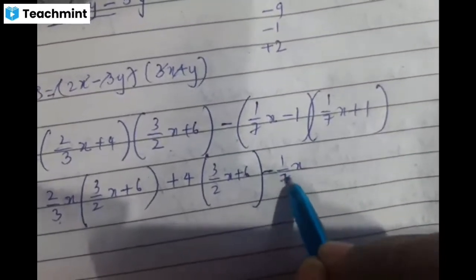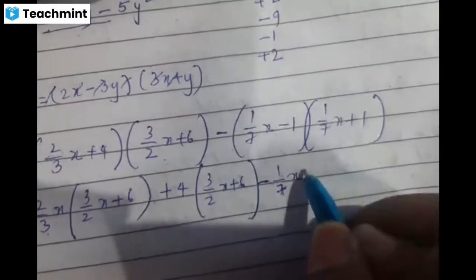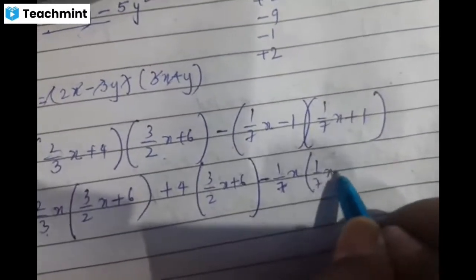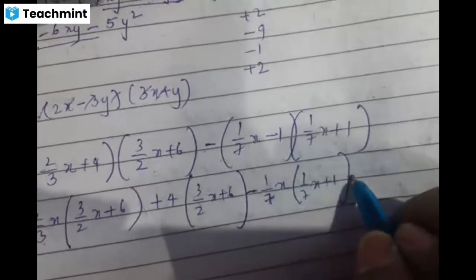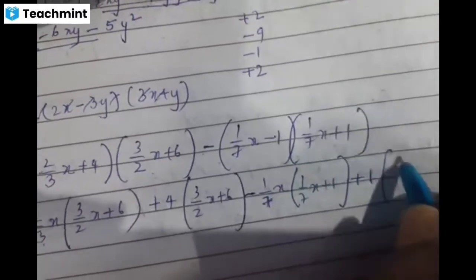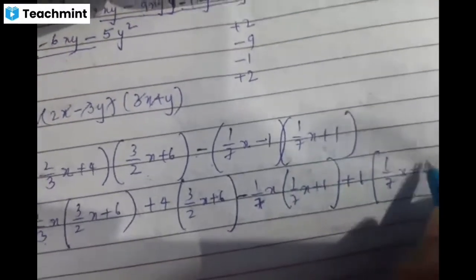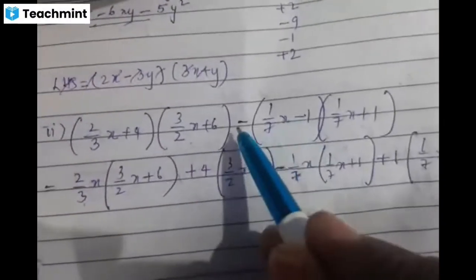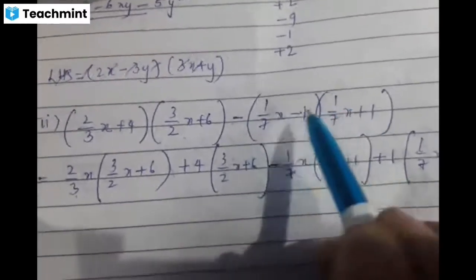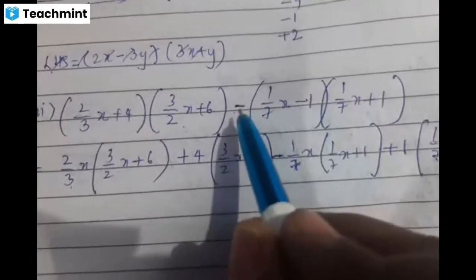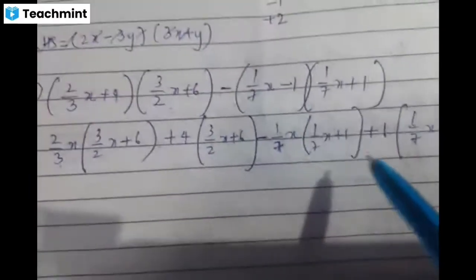Minus 1 by 7x into the second bracket, 1 by 7x plus 1. Minus into plus is minus, and plus 1 into 1 by 7x plus 1. Children, you have to practice this type of problems where outside you have got a minus sign. If you have a plus sign, there will be no confusion. If you have a minus sign, you have to practice it more and more.